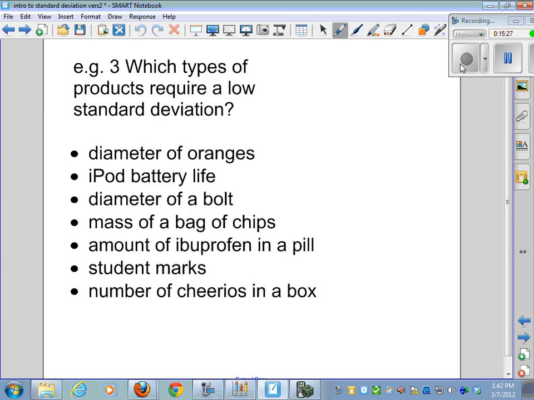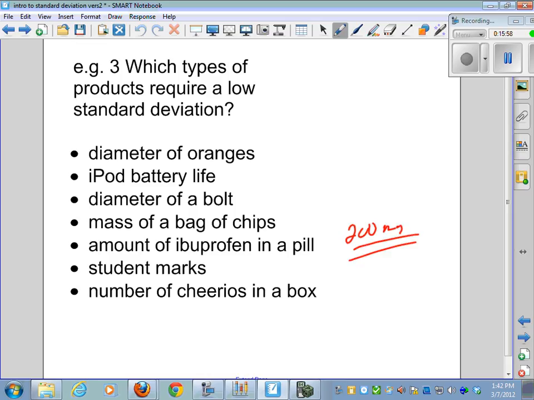Bolt manufacturers, they are pretty concerned about standard deviation. When you buy a bag of chips and it says 32 grams, do you want it to be pretty close to 32 grams? Yeah. If it gets 37, you might get a bonus, but people would be kind of ticked off if you only got 12 grams. So Old Dutch, they're concerned with standard deviation. What about the amount of ibuprofen in a pill? If it's a 200 milligram pill, you better make sure it's pretty darn close to 200 milligrams.